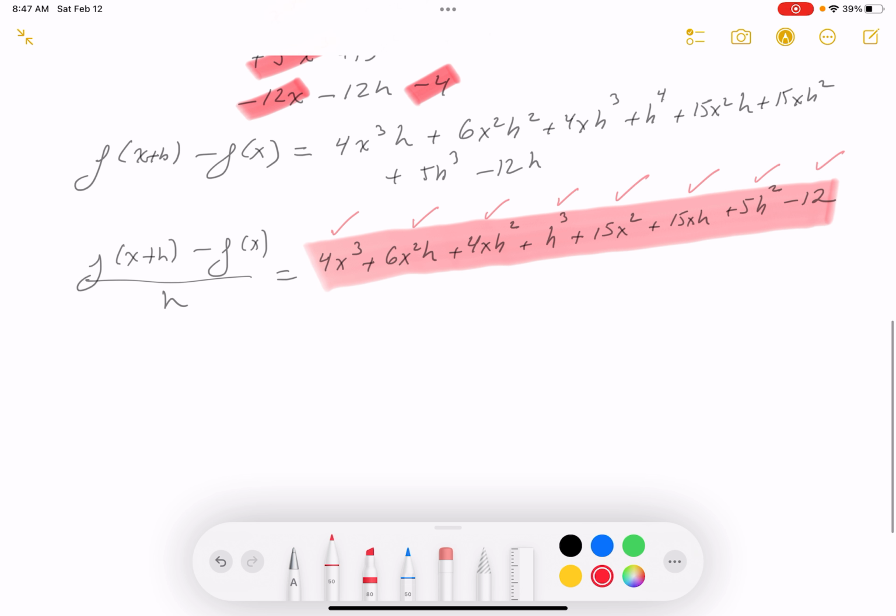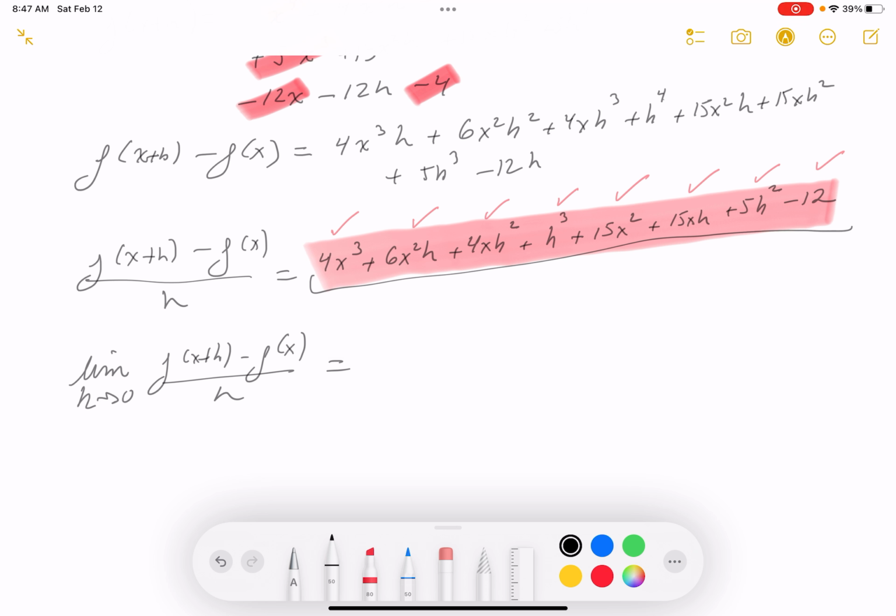All right? Now the question is, what am I doing now? I'm doing the limit problem. And the limit problem is written as follows. The limit as h goes to 0 of f of x plus h minus f of x over h. Now, I'm not going to rewrite this whole thing again and do the limit. I'm just looking at what the limit's going to be.